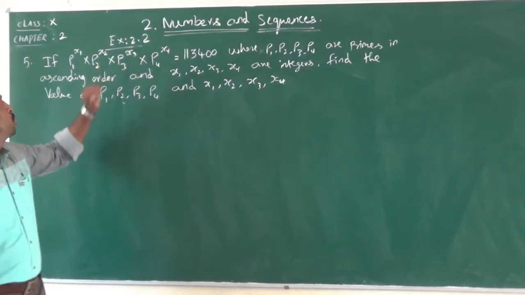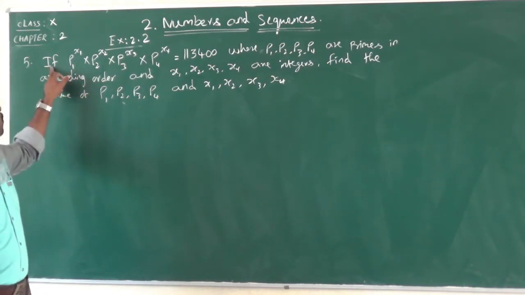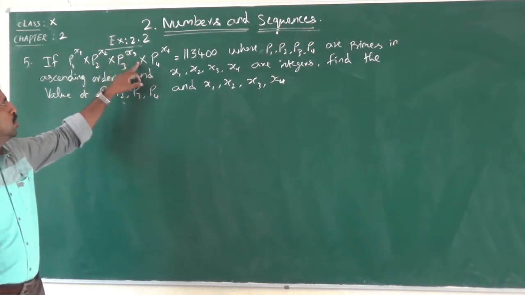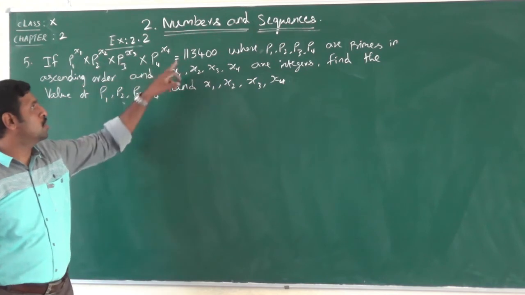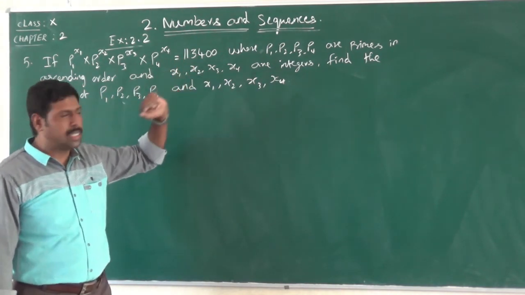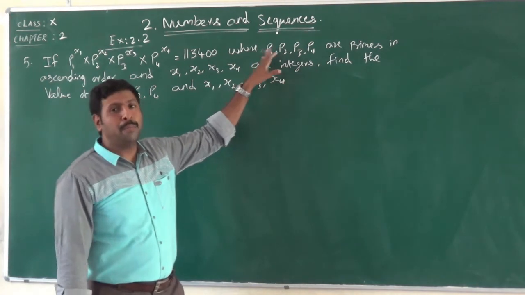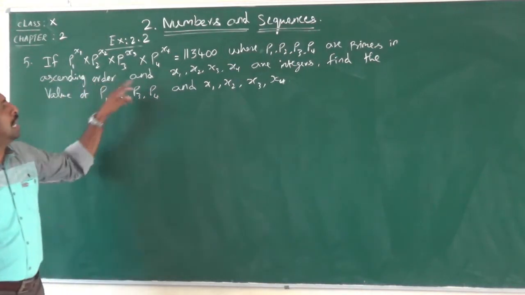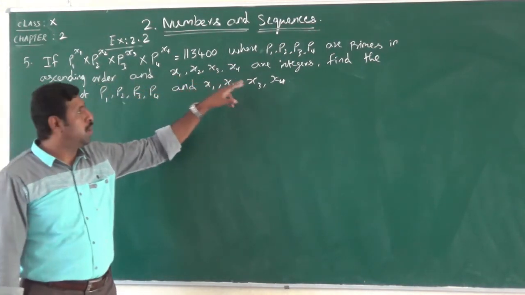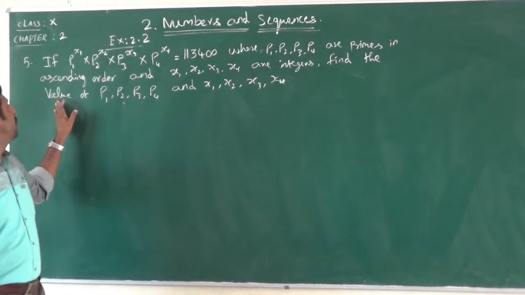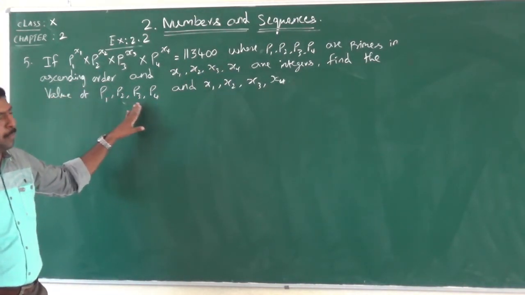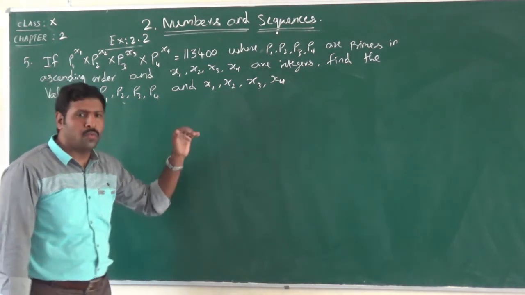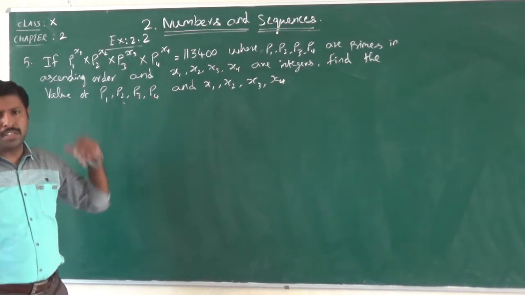Students, exercise number 2.2, question number 5. If p1 power x1 into p2 power x2 into p3 power x3 into p4 power x4 is equal to 113400 is given, where p1, p2, p3, p4 are primes in ascending order, and x1, x2, x3, x4 are integers. Find the values of p1, p2, p3, p4, and also we want to find the value of x1, x2, x3 and x4. We want to find the prime numbers and then integers there.